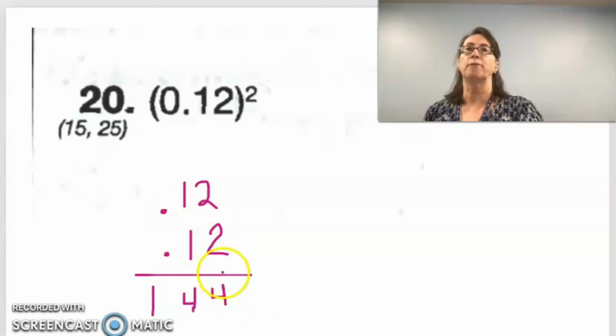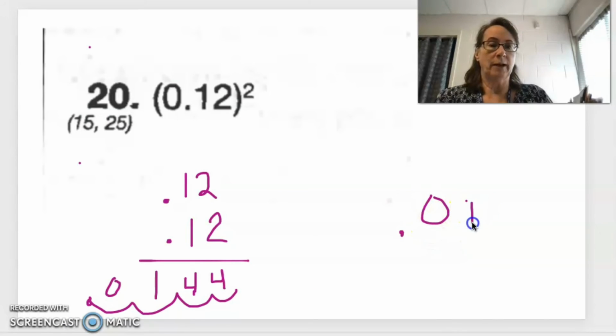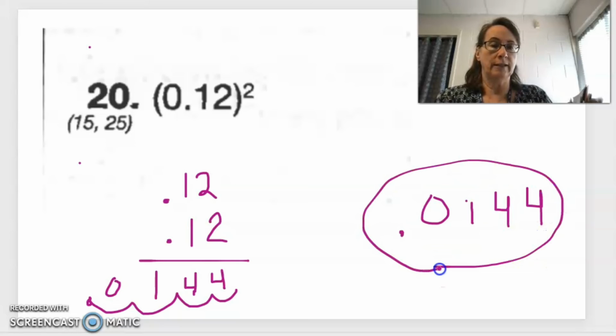and we count 1, 2, 3, 4 decimals. 1, 2, 3, 4. And we're going to put in a 0 to hold the spot. So 0.0144. And that is your answer, 0.0144.